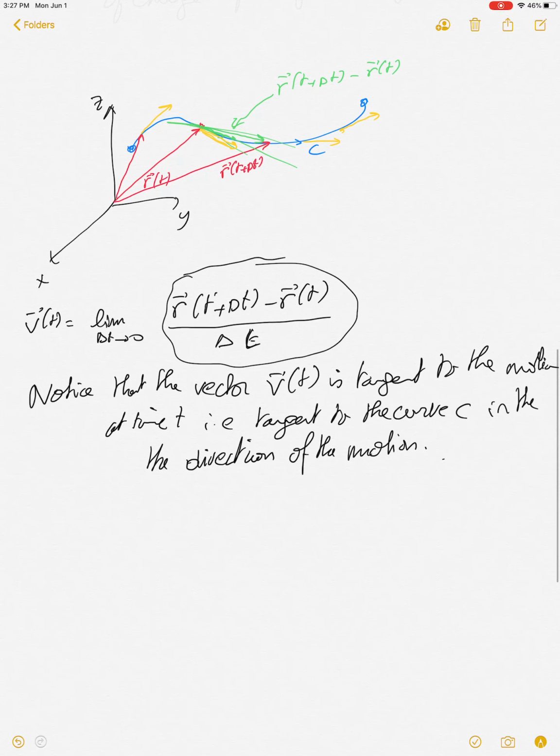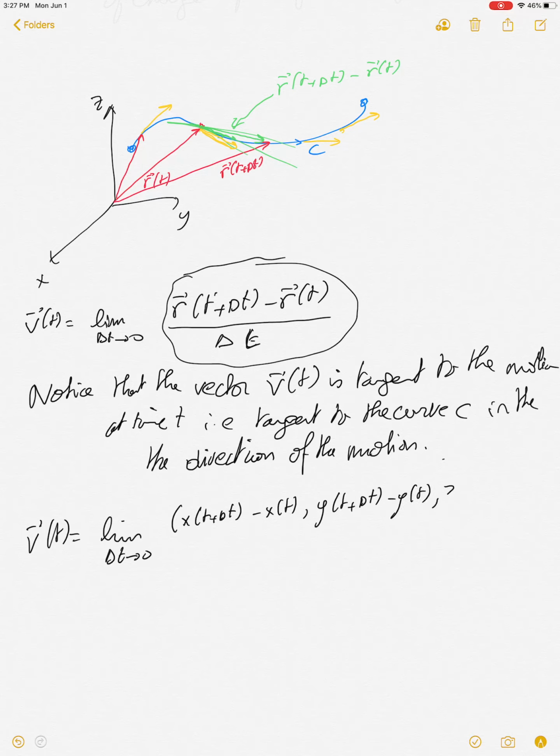What does this ratio mean? So v of t is the limit as delta t goes to 0. What is r of t plus delta t? This is x of t plus delta t minus x of t, y of t plus delta t minus y of t, z of t plus delta t minus z of t, and the whole thing over delta t.